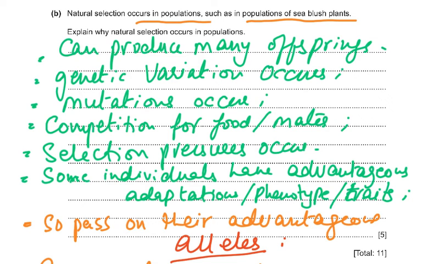Then competition for mates, for food, for resources. Then selection pressure changes, like the environment changes. There's drought, or there are certain insects which become extinct, so then pollination will be affected. So selection pressures can change. Then some individuals have advantageous adaptations, or they have better phenotypes which are more conducive to this new environment. So those individuals will survive.